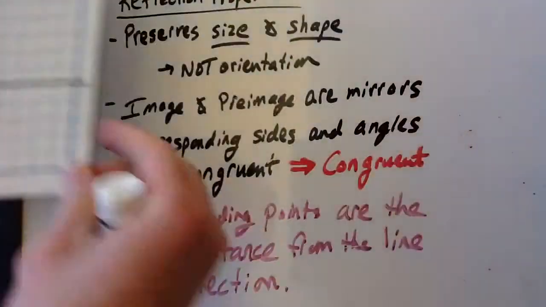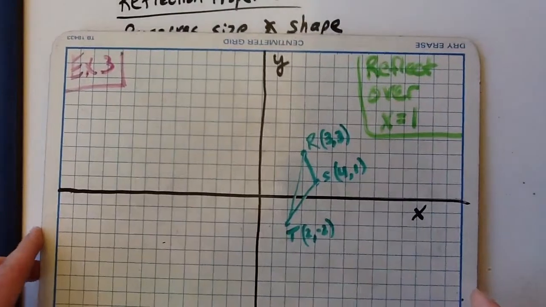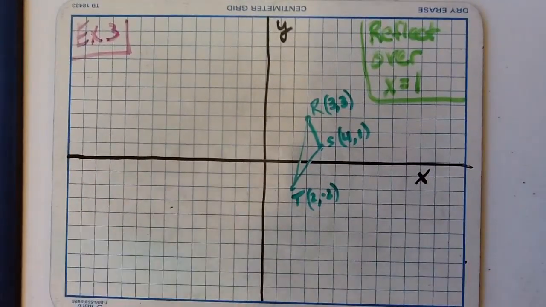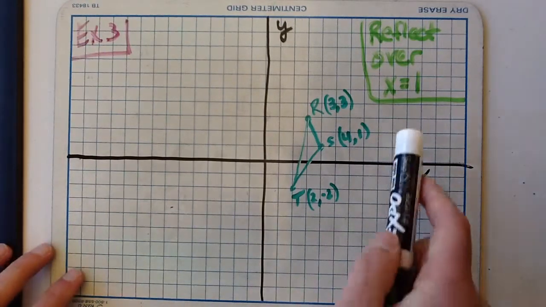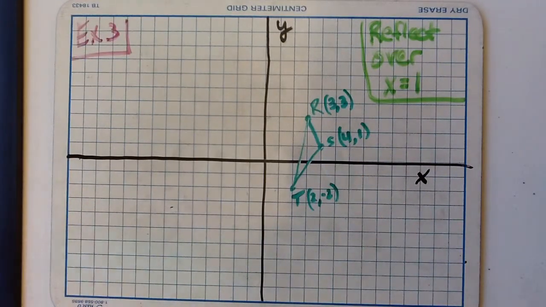Example 3, we're going to reflect not over the x or y-axis, but over x equals 1, because we can reflect over any line. It doesn't have to be the x-axis or the y-axis. We can reflect over any line. And so here we're going to reflect over x equals 1. We have triangle RST. The first thing to establish is, where is this line, x equals 1? Remember, if you have x equals something, that is a vertical line.